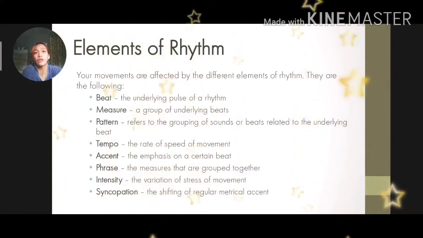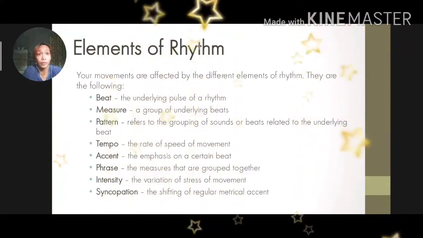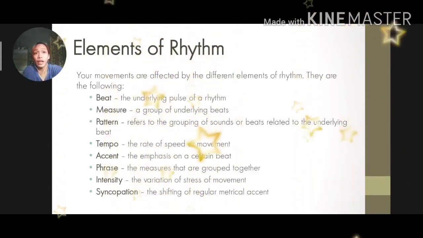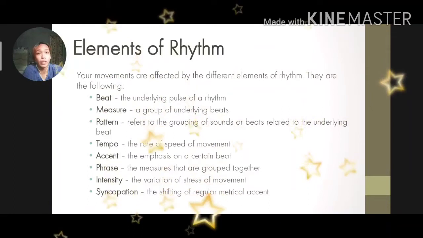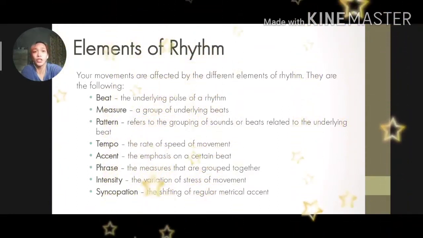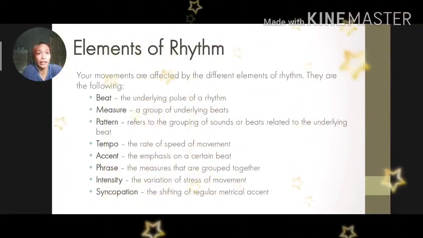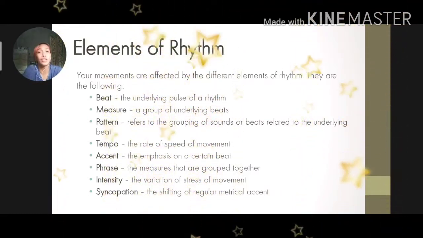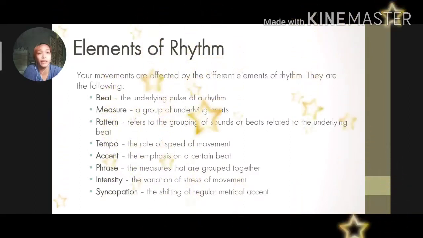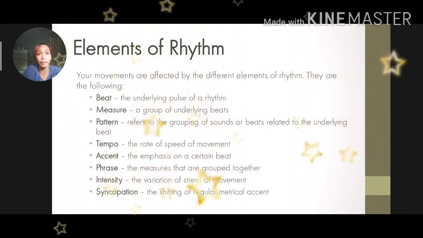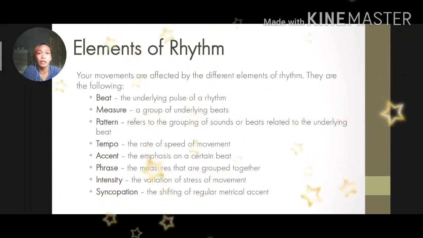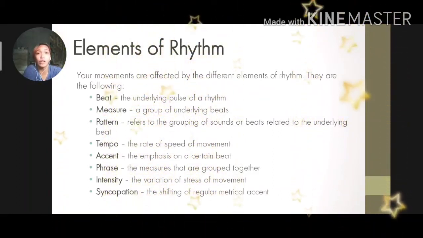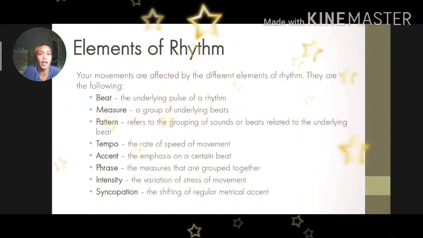Your movements are affected by the different elements of rhythm. They are the following. First, the beat. The beat is the underlying pulse of a rhythm. We have also the measure. The measure is a group of underlying beats. We also have the pattern. Pattern refers to the grouping of sounds or beats related to the underlying beat. And next is tempo. Tempo is the rate of speed of movement, whether it is fast or slow.